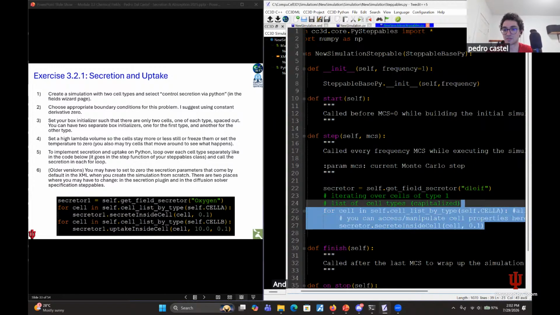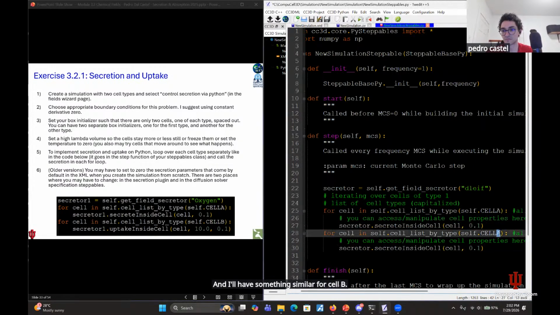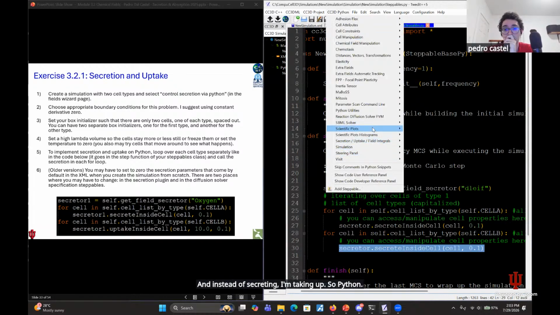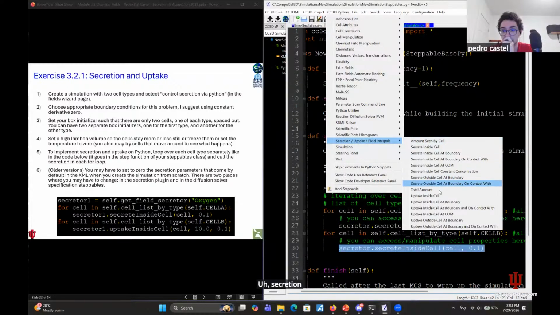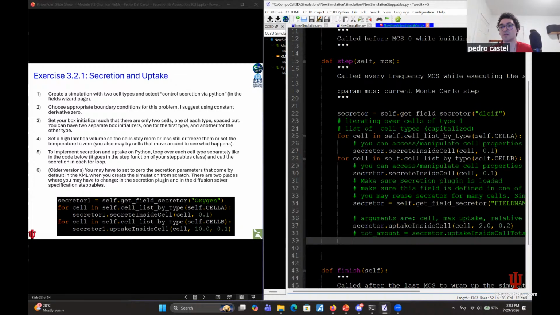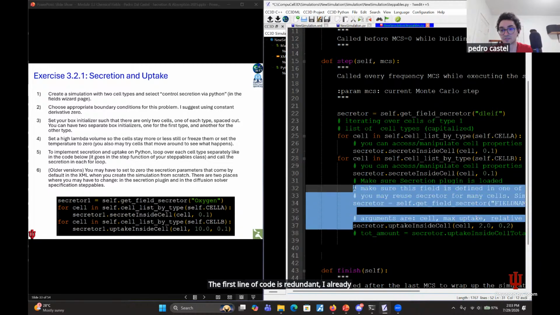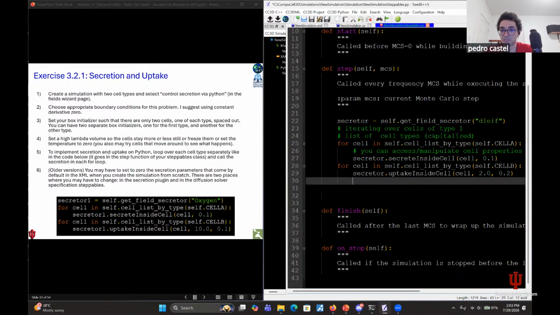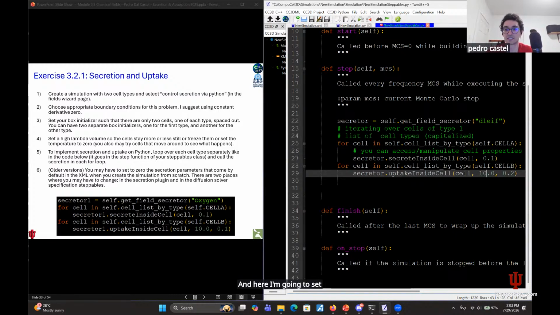And I'll have something similar for cell B. So instead of cell A, I'm looping over cell B. And instead of secreting, I'm taking up. So Python, secretion uptake, and I'm doing uptake inside cell. It gives me a bunch of syntax. The first line of code is redundant. I already have it, so I'm going to delete it, which leaves me with just uptake inside cell. And here I'm going to set a max uptake of 10, as it is in the slide, and a relative uptake of 0.1.